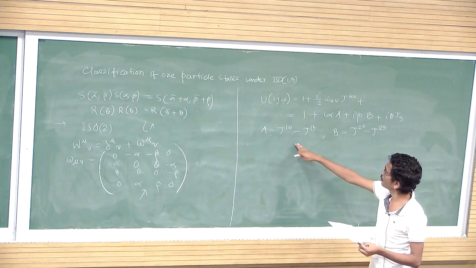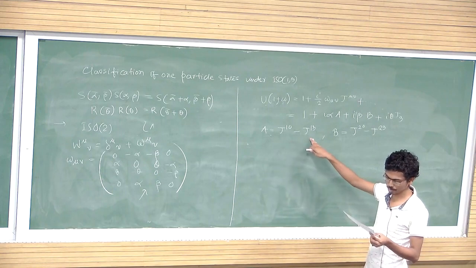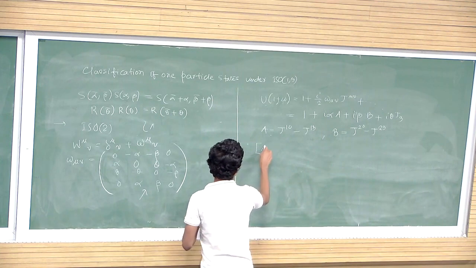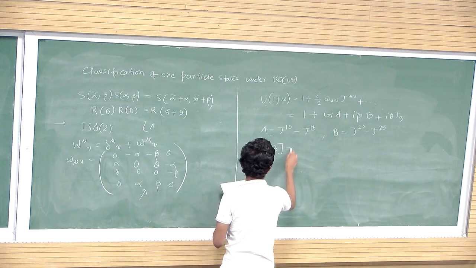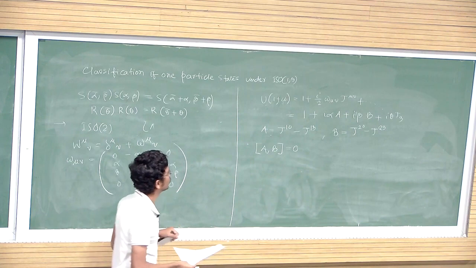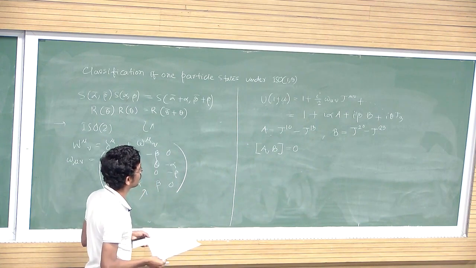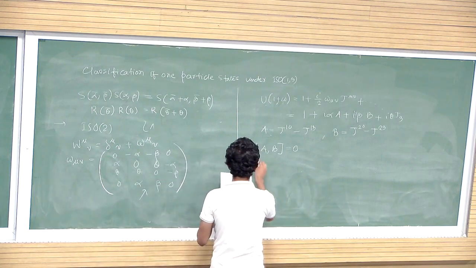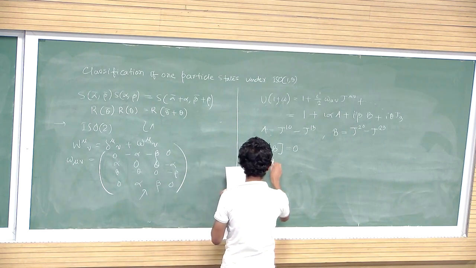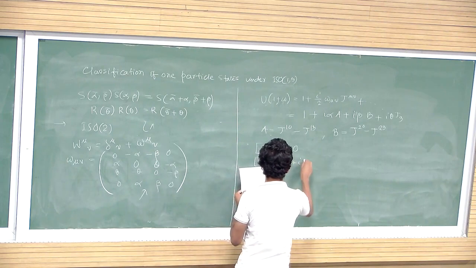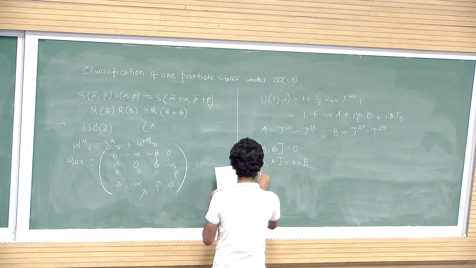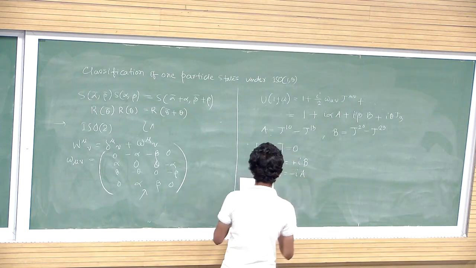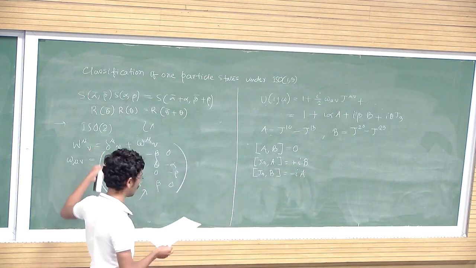A, yes, J10 minus J13, yes, and now you can actually calculate the commutator A comma B, that will give you 0. You can also calculate what is J3 comma A, that will give you plus iB, then J3 comma B. So this is the group structure of ISO(2).